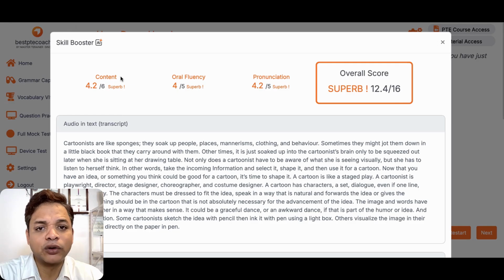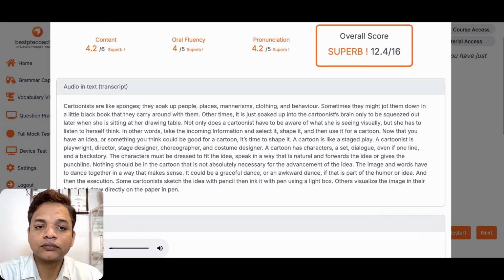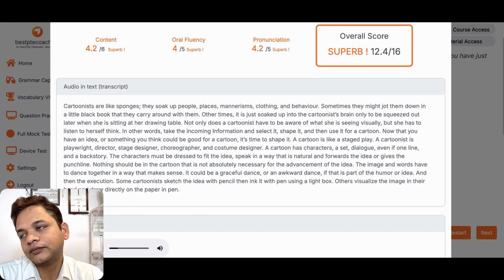So let's understand one by one in the real exam how these things work and how to get the maximum. In content, you get the maximum score when your answer has a topic like this: the lecture is all about how cartoonists work and how they behave, their modus operandi. Topic is there. Tick.